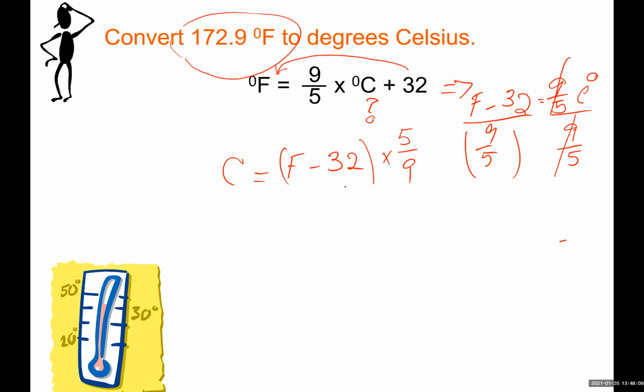So now I have a formula. You want Celsius? Just plug it in. Fahrenheit 172.9 minus 32 times 5/9. Go ahead, calculate it. What do you get?